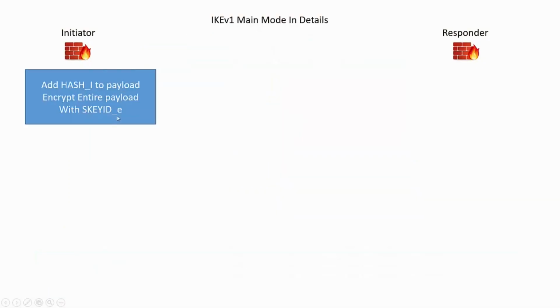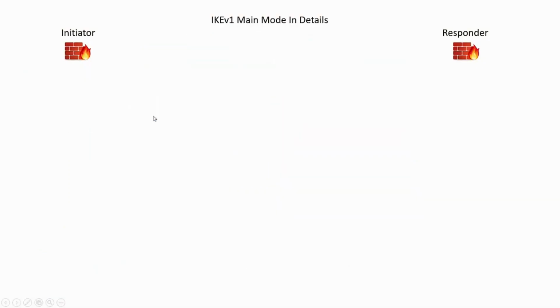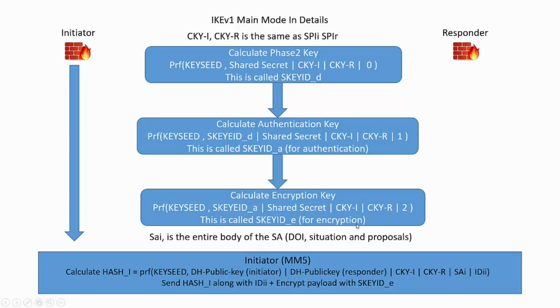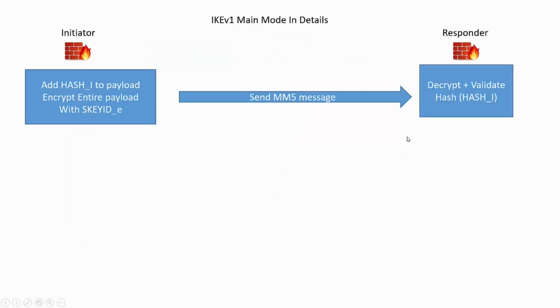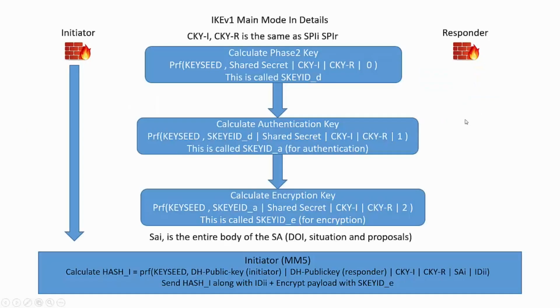And then, it's going to take that entire hash, add the hash to the payload and encrypt the entire payload with the SKEYID_e. SKEYID_e was calculated in the previous steps. And then it's going to send message 5 to the responder. Message 5 is encrypted. The responder will decrypt it and validate the hash.